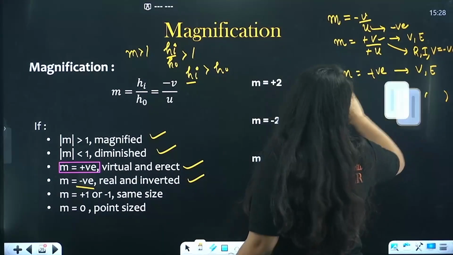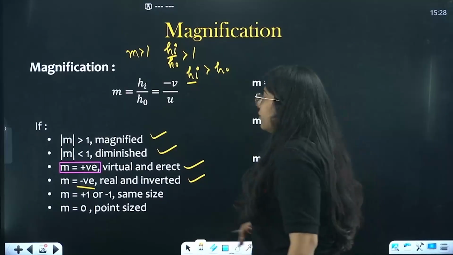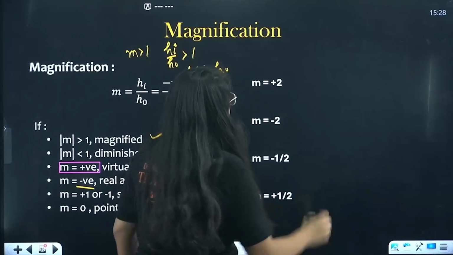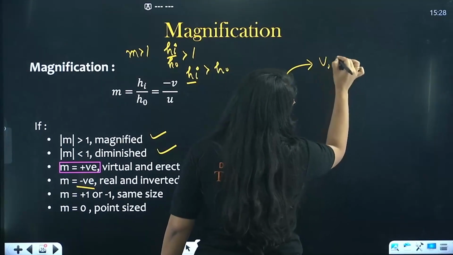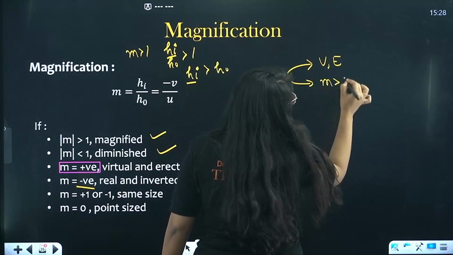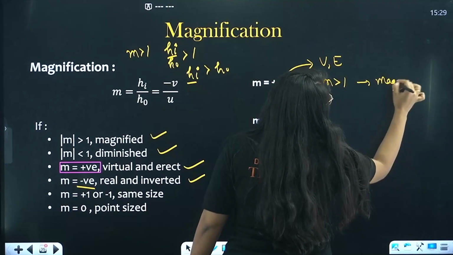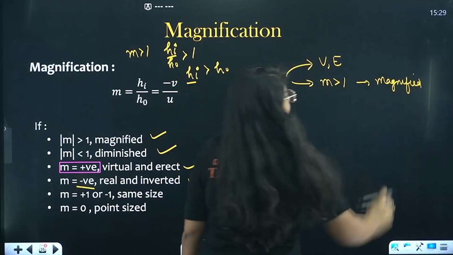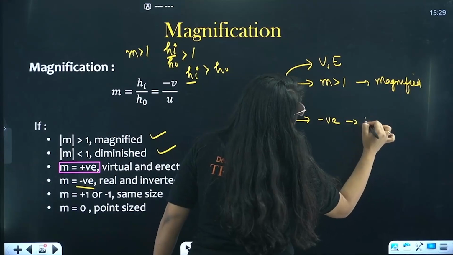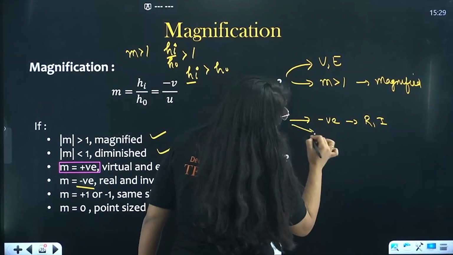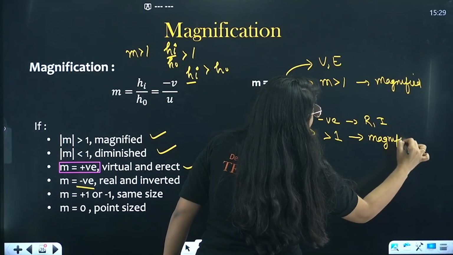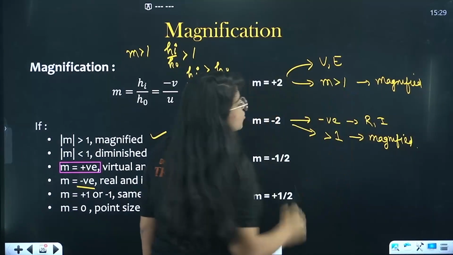So let's do this small activity. Magnification is plus 2. What does that mean, beta? From the plus sign, I will say that it is virtual and erect. Magnification is greater than 1, that means it is a magnified image. Understood? Then minus 2, it has a negative sign, that means it is a real and inverted image. But still it is greater than 1, so it is still a magnified image, but this image is real and inverted, while the earlier one is virtual and erect.